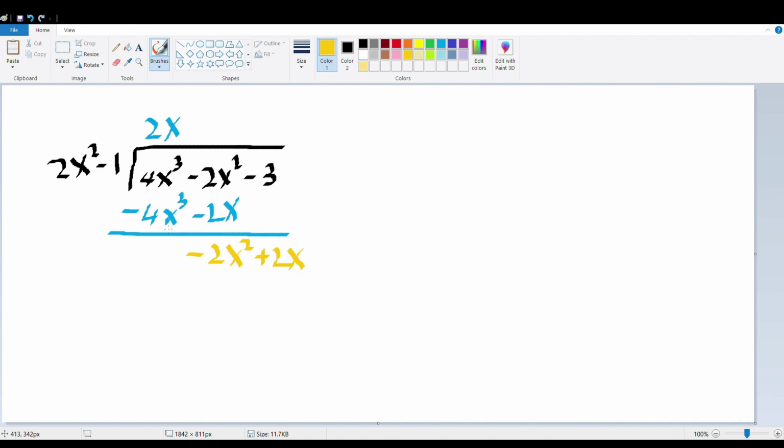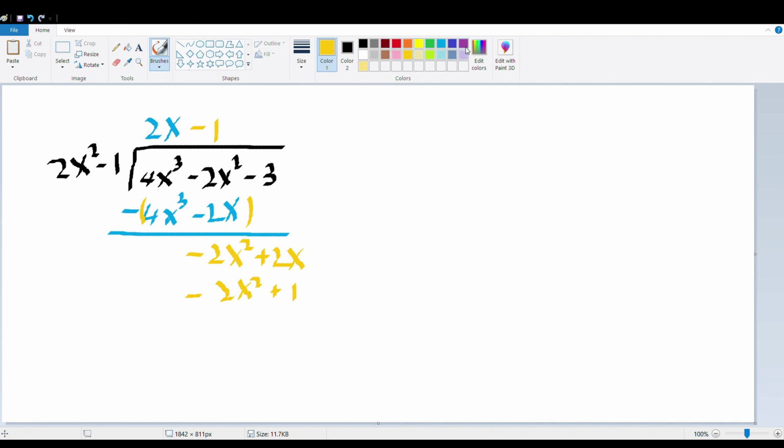Now, we're going to see what term times 2x squared is going to give you negative 2x squared. Well, apparently it's going to be negative 1. And then we can use negative 1 to times the negative 1 here to get our second term for the calculation, and that's going to be 1. So let's say we got negative 2x squared plus 1. We can even do something like this to make it clearer.